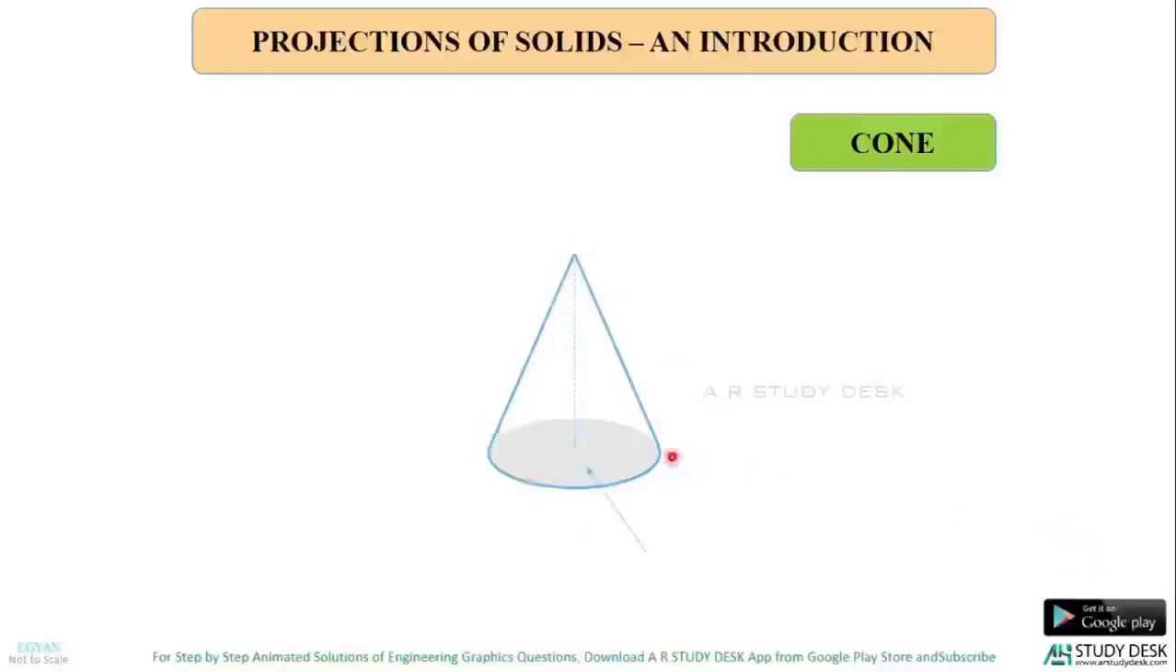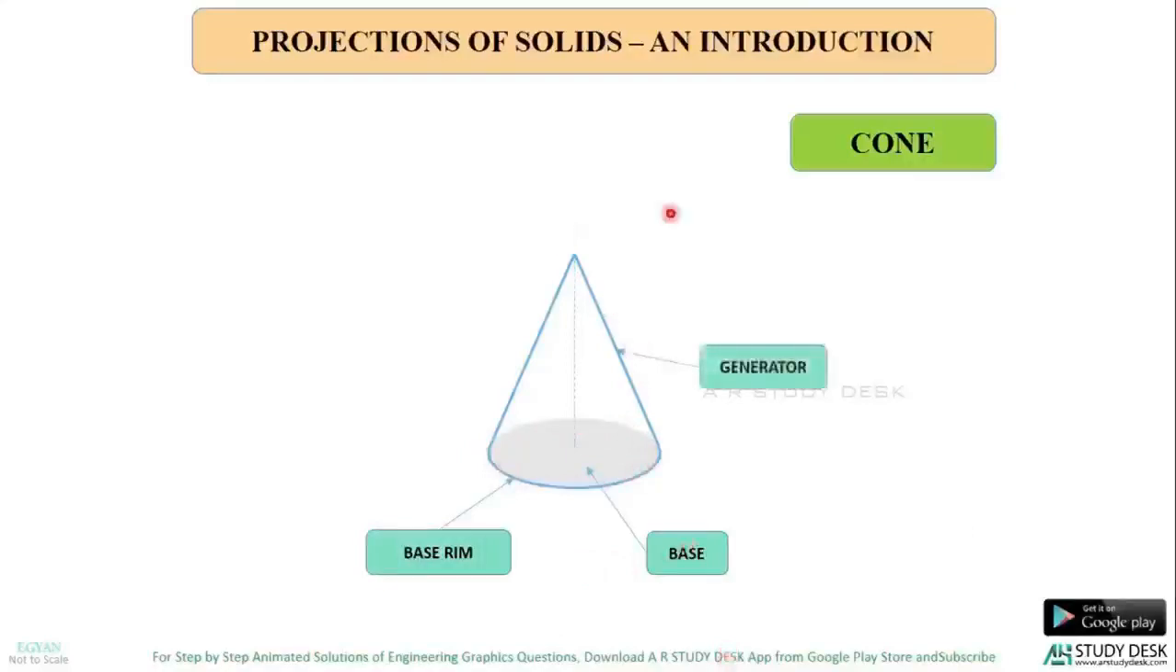Now this is called the base of the cone, which is circular in shape, also called circular base. This is called the base rim. This base rim is sometimes called circumference of its base. Now this is called the generator. So we can say that there are infinite number of generators for a cone.